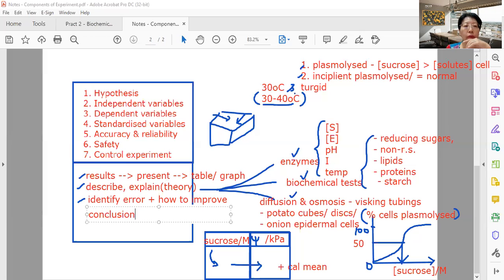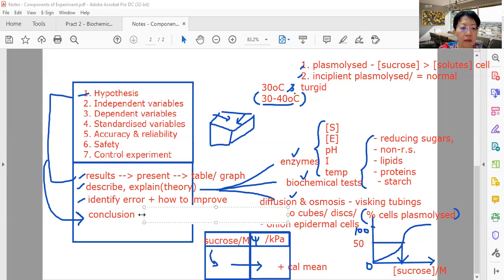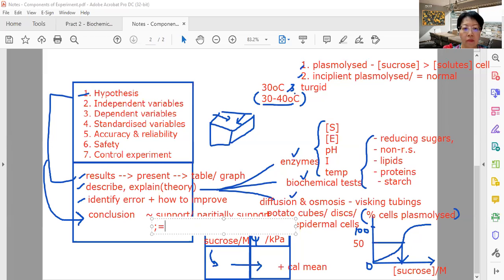That means based on the results, based on the hypothesis, as well as the result that you obtain, based on these two, please do the conclusion. So does the result support the hypothesis? Does the result negate the hypothesis? That means, does the result support or partially support, or negate the hypothesis? Negate means does not support.